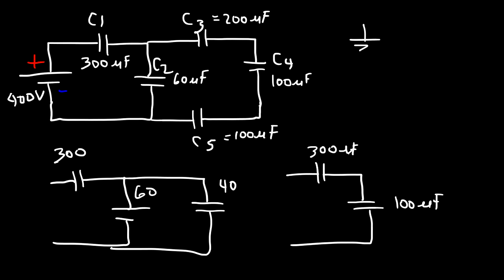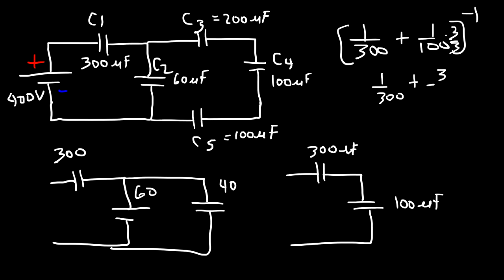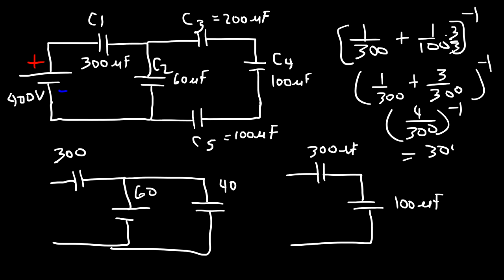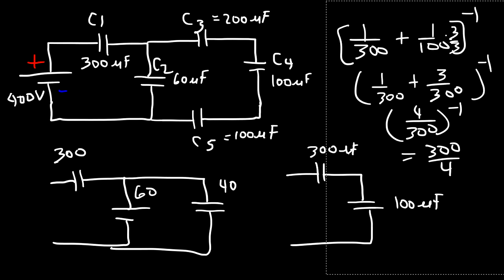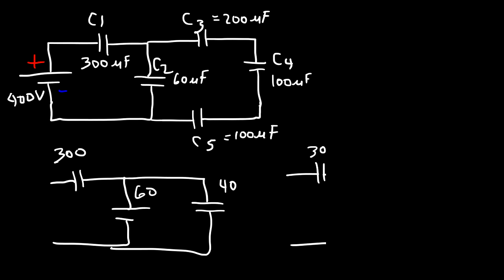And so the equivalent capacitance is going to be 1 over 300 plus 1 over 100, raised to the minus 1. So let's multiply this by 3 over 3. So it's 1 over 300 plus 3 over 300. And 1 plus 3 is 4. So we have 4 over 300, which becomes 300 over 4. And so the equivalent capacitance of the entire network is 300 divided by 4, which is 75 microfarads.